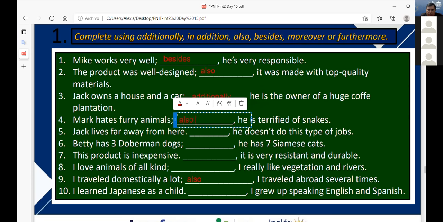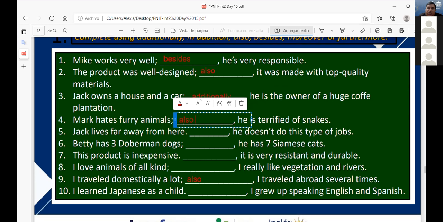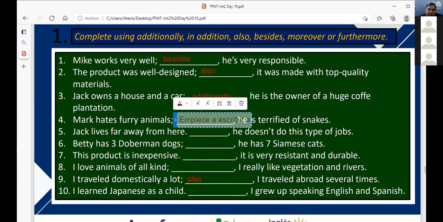Only also in the position where you are putting it is not correct. This one here is not correct. I travel domestically a lot, period. I also travel abroad several times. Also goes between I and travel, here in this space. That's why in these sentences you are using only additionally, in addition, besides, moreover, and furthermore. Also is not used.